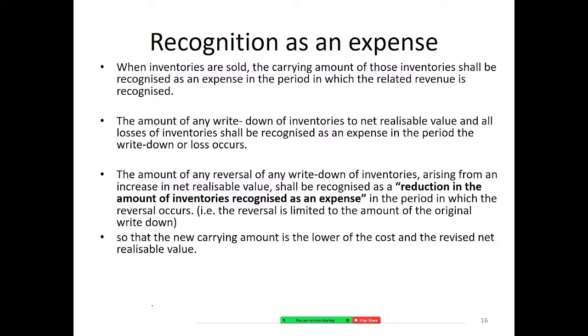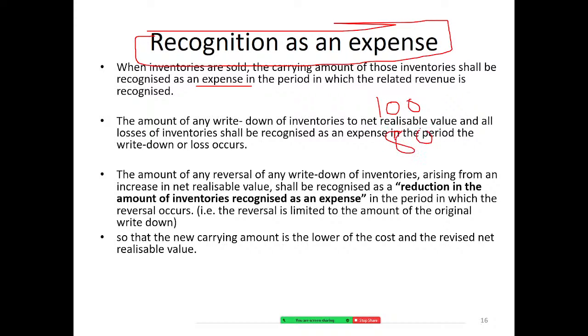When inventories are sold, the carrying amount of those inventories shall be recognized as an expense in the period in which the related revenue is recognized. Here we are talking about recognition as an expense. As I told you earlier, say for example, the cost of the inventory is 100, NRV is 80. So what will be the treatment?